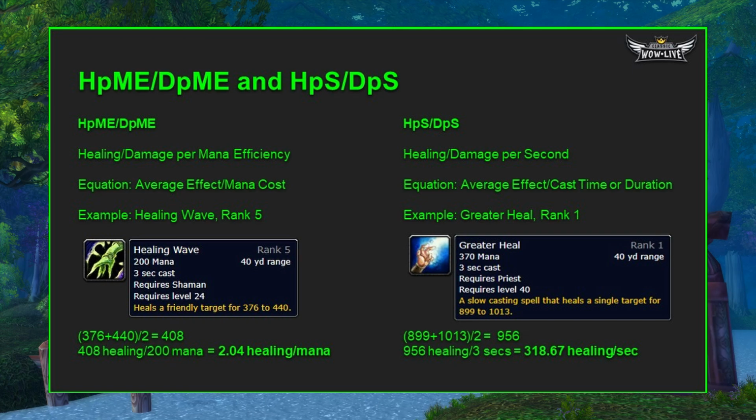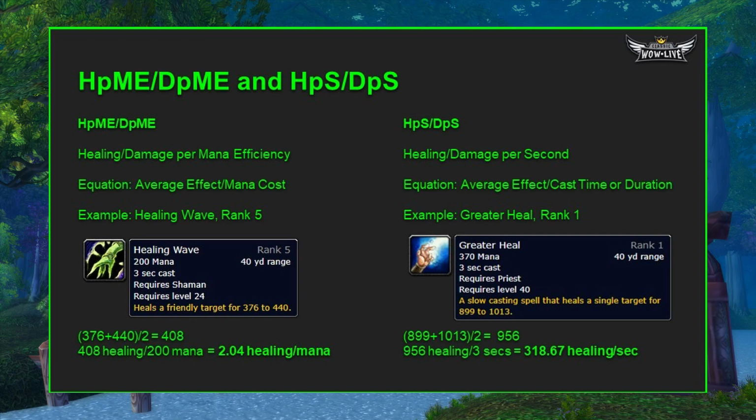HPME or DPME stand for healing or damage per mana efficiency. And the equation is very simple. You take the average effect of the spell you want to investigate and you divide by its mana cost. So for example, let's take Healing Wave rank 5. It has a range of 376 to 440 health that it can restore at a cost of 200 mana. So if you take the average, 376 plus 440 divided by 2, which is 408, and divide that by 200 mana, you get about 2.04 healing per mana. So another way of thinking about that is you get 2.04 healing for every mana spent on that spell, on average.